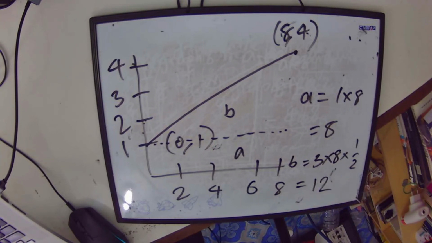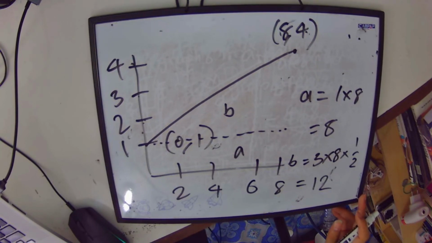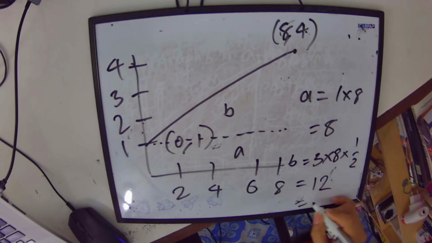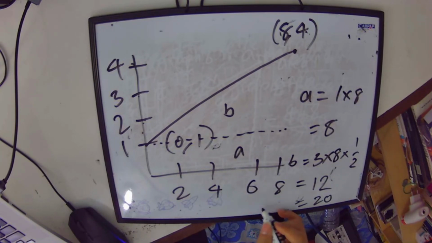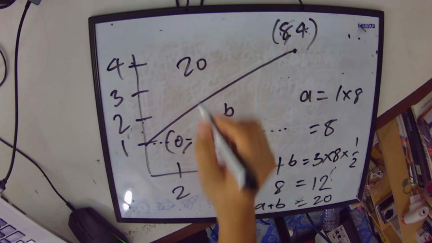So 12 plus, I'm sorry, is that correct? Betul lah betul kan? 3 times 8, yes, okay. 3 times 8 equals 24, 24 divided by 2, yeah, okay. So why do I feel like I made a mistake? Alright, anyway, and then 8 plus 12 equals 20. So total area equals 20.